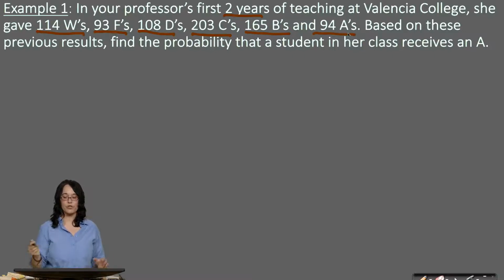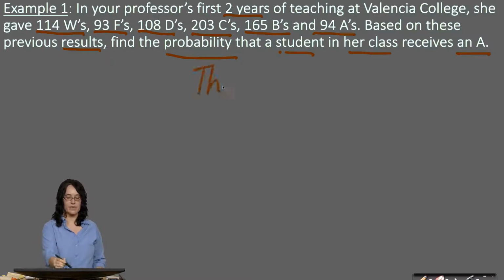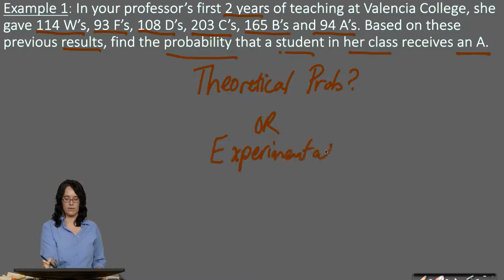Okay, so these were the data from my first 2 years of teaching at my current college. Based on these previous results, could we find the probability that a current student, maybe that's you, that a current student in one of her classes will receive an A? Now, again, what kind of probability am I talking about here? Am I asking you to calculate the theoretical probability, or am I asking you to calculate the empirical, also known as the experimental probability? So that's the question I have for you right now.